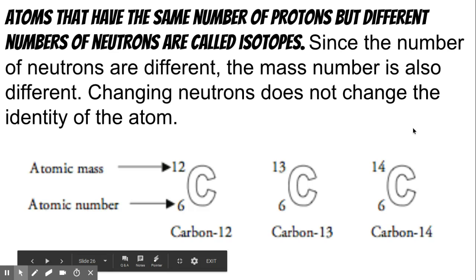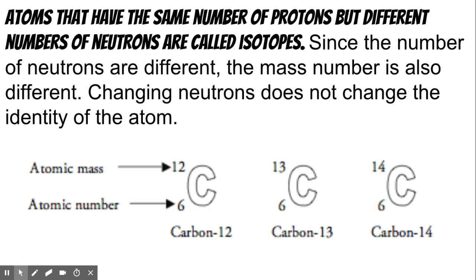Another thing that can happen to atoms, and this is usually naturally occurring, is that atoms can also become isotopes. Atoms that have the same number of protons but different number of neutrons are called isotopes. Since the number of neutrons are different, the mass of the atom is also different, changing its mass number.